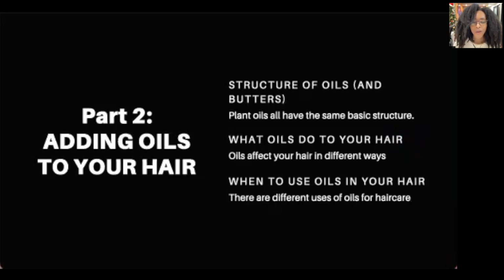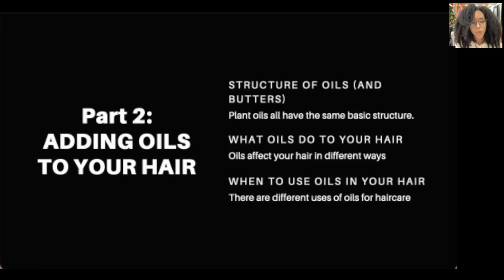Now we're going to move on to part two, which is all about adding oils to your hair. So the first thing we'll do is have a look at the structure of oils and butters, and you will learn that they all have the same basic structure.